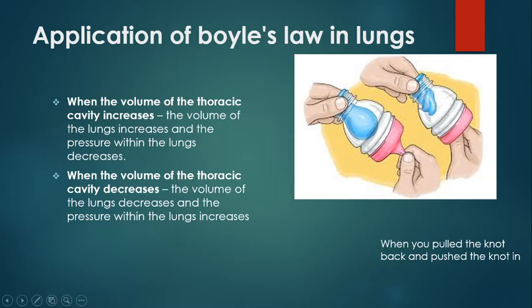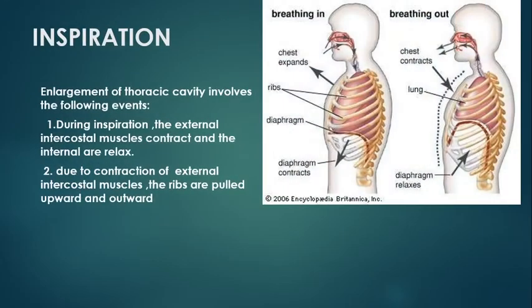Here is a very simple example picture. Through this picture you can understand. Here, pull the knob back: the volume increases and the pressure decreases, so air comes in. And here the opposite is going on. Here is expiration, and the following events occur.